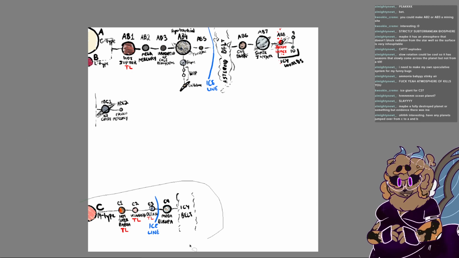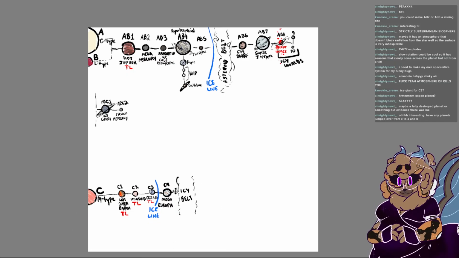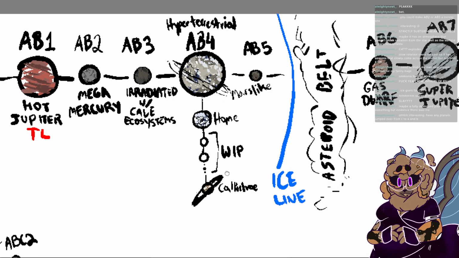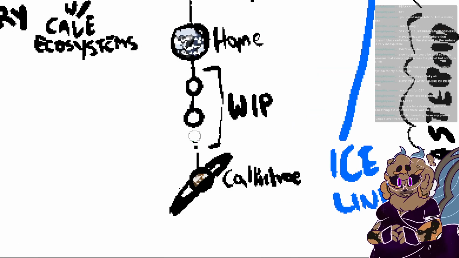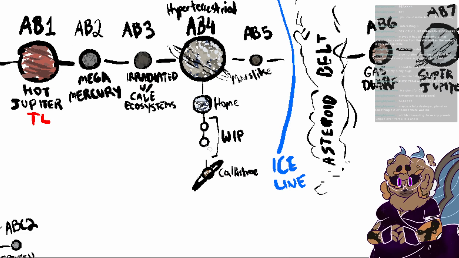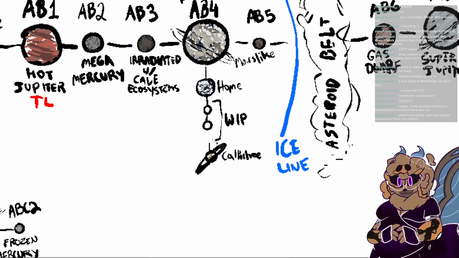But I'm actually gonna bring this up a little bit at least, because I think giving C4 a few moons might be good, but nothing huge. But definitely the one in the inner system here that is going to have by far the most moons is going to be AB4 here. It is going to have a lot, probably a lot of rocky moons.